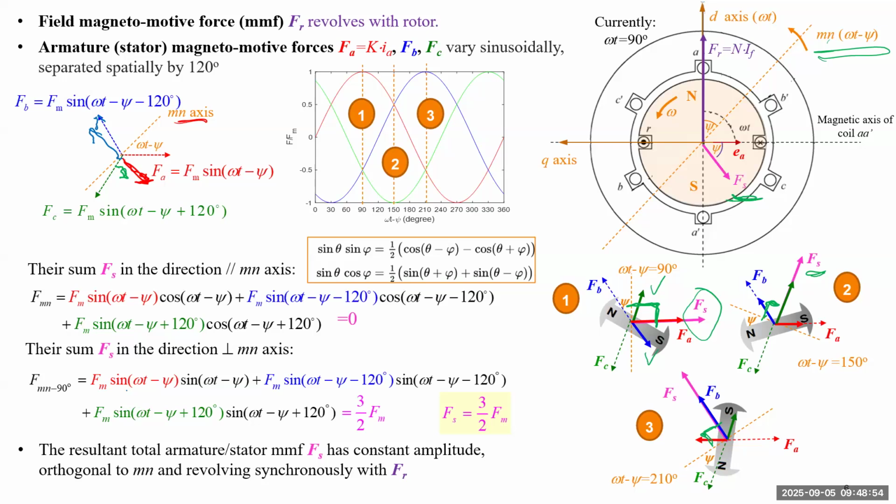All right, so far we have 2 magnetomotive forces determined. FR is easier. FR is always in the same direction as D. FS is orthogonal to the MN. MN is lagging D by psi, which means FS is lagging D by 90 degrees plus psi.